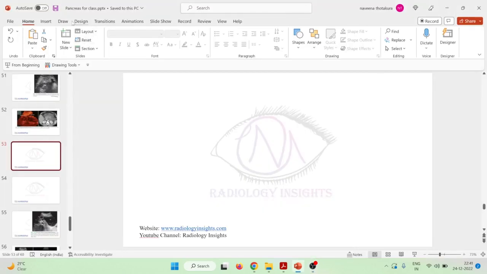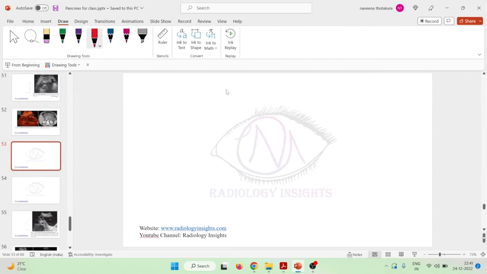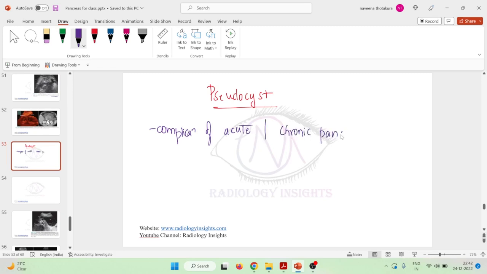Hello friends, let us now learn some important points about the pseudocyst of pancreas. Pancreatic pseudocysts occur as a complication of either acute or chronic pancreatitis. Both acute pancreatitis and chronic pancreatitis can result in pseudocyst.